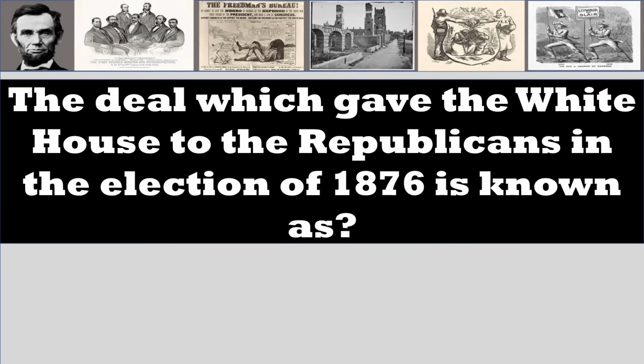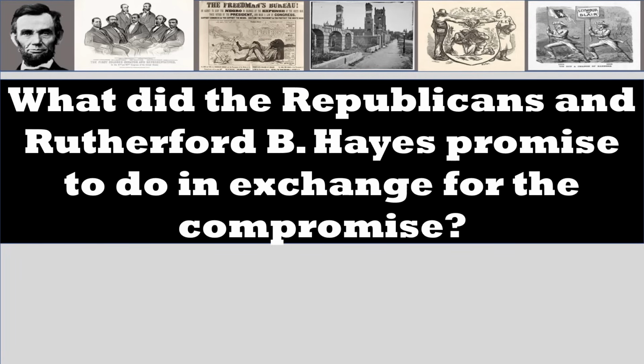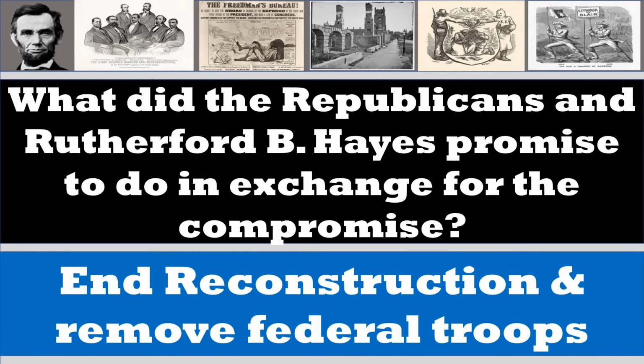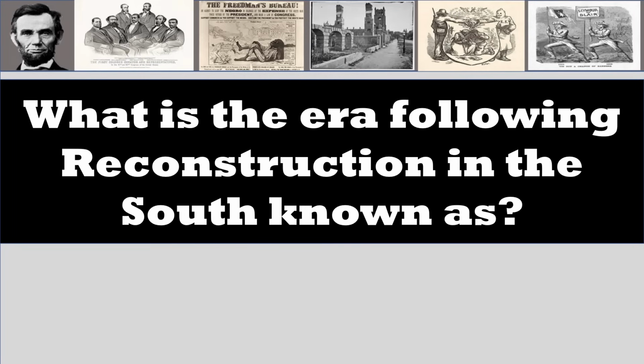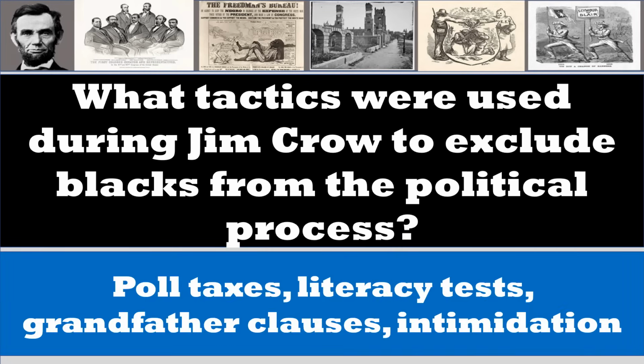What was the name of the deal which gave the White House to the Republicans in the election of 1876, known as the Compromise of 1877? What did the Republicans and Rutherford B. Hayes promise to do in exchange for the compromise? Well, they promised to end Reconstruction and to remove federal troops from the South. What is the era following Reconstruction in the South known as? The Jim Crow era. What tactics were used during the Jim Crow era to exclude blacks from the political process? Well, there was a lot, but among them were poll taxes, literacy tests, grandfather clauses, and outright intimidation and violence.